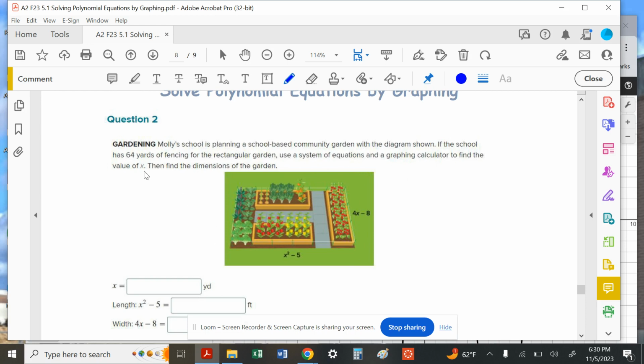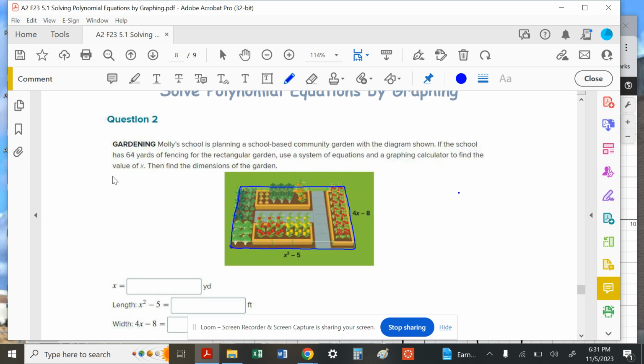If the school has 64 yards of fencing, so we have enough fencing, hopefully, to get all the way around that entire project there, all the way around the perimeter. So that's what it is, a perimeter. Use a system of equations and graphing calculators. I don't know why they keep going with a system of equations. It's really not the best way to do it, but that's okay. We weren't going to worry about that too much. To find the value of x.